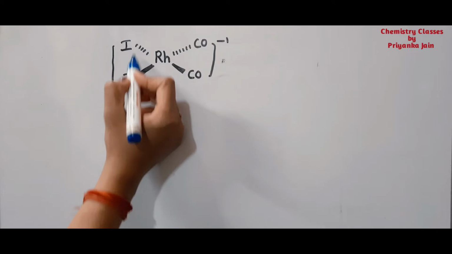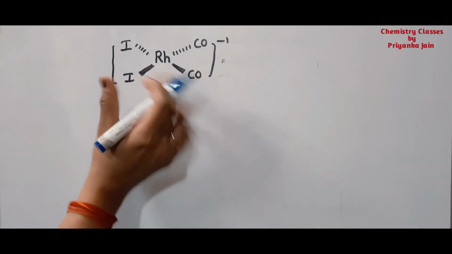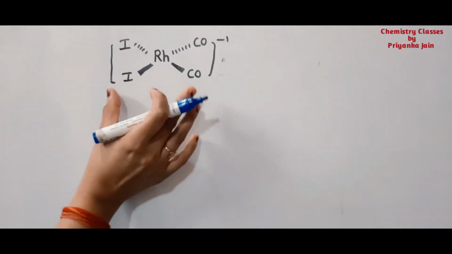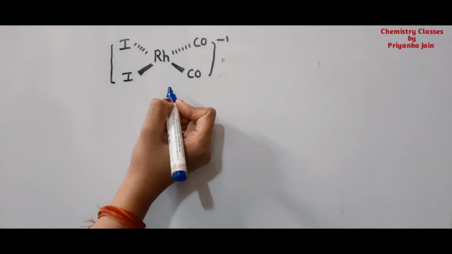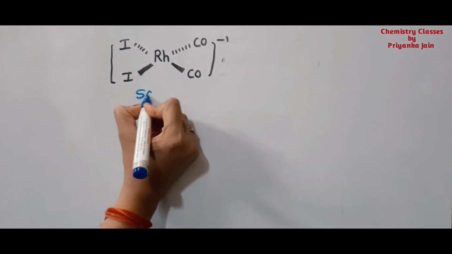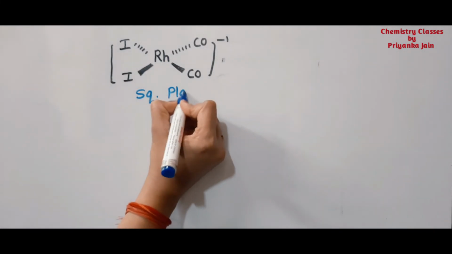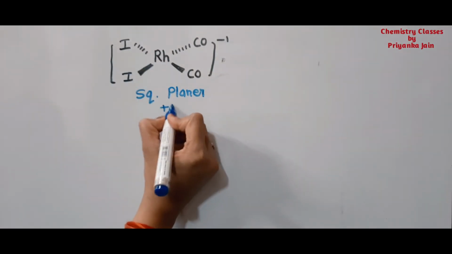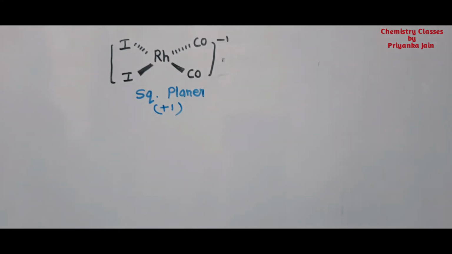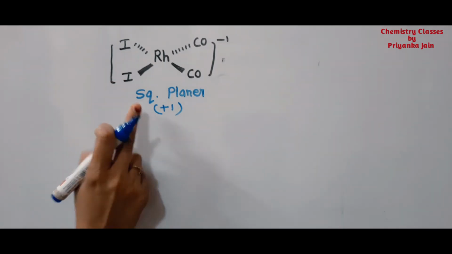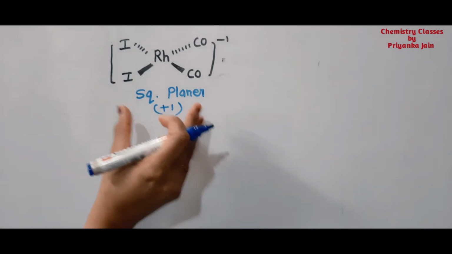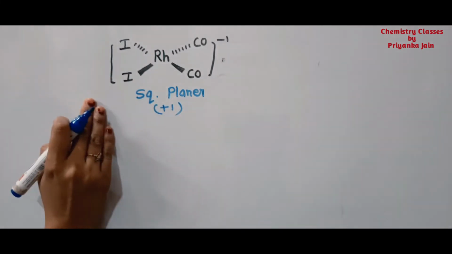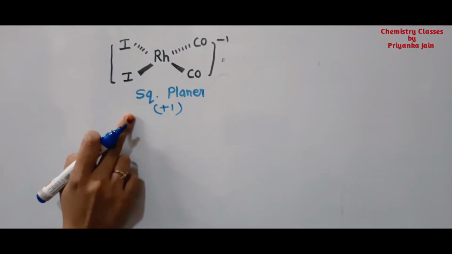And here, these 4 ligands are attached to this rhodium. So it is 4 coordinated and its geometry will be square planar. And here the rhodium is in the +1 oxidation state. You should know all these things because such small 2 marks questions can be asked here.